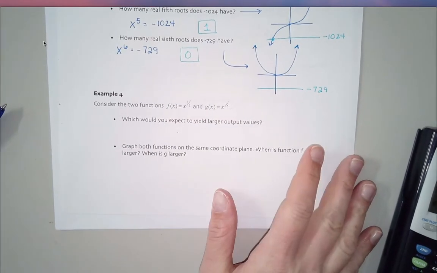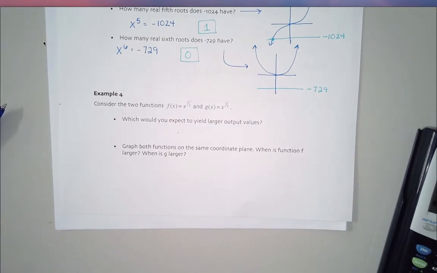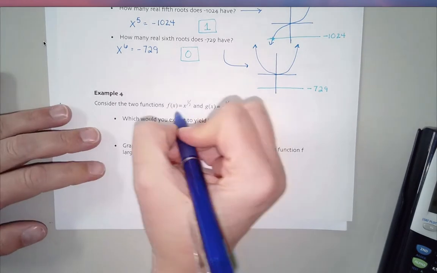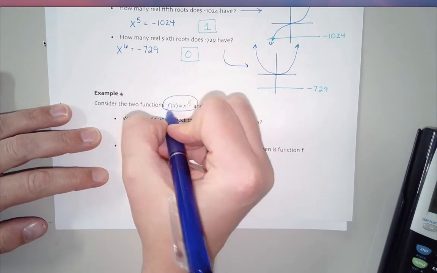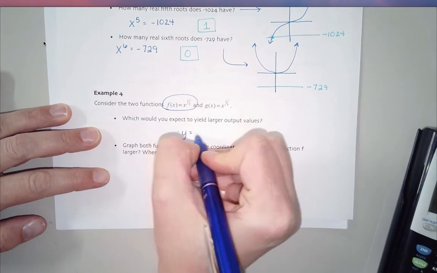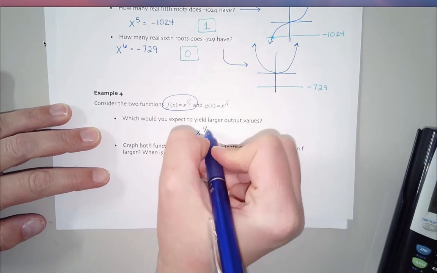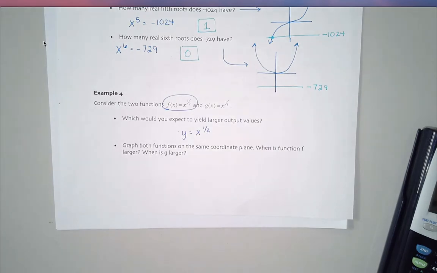Okay. One more quick one here. Example 4, looking at these functions, x to the 1/2 and x to the 1/5. Which would you expect to yield larger output values? Okay. Well, I hoped that you would say this one is going to be larger, because you're only splitting it down into 2 pieces instead of splitting it into 5 pieces, right?